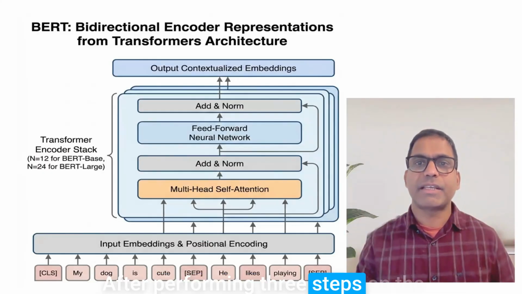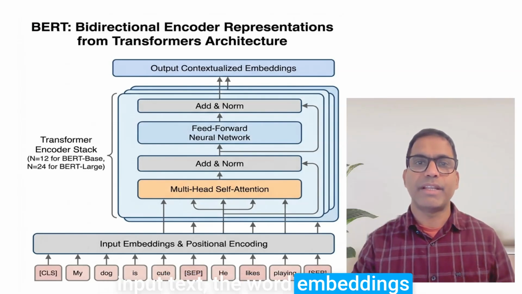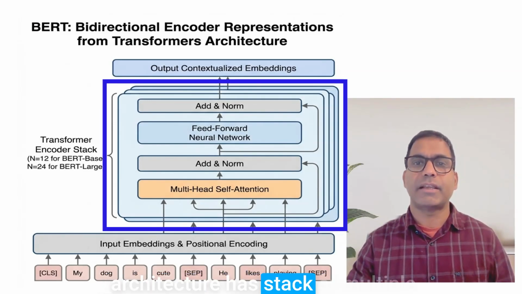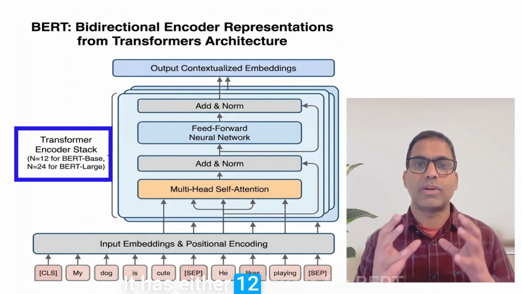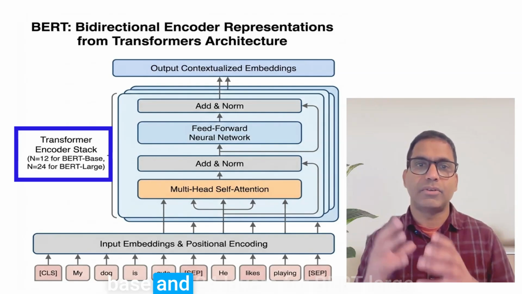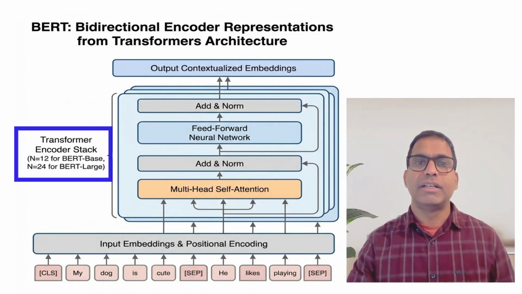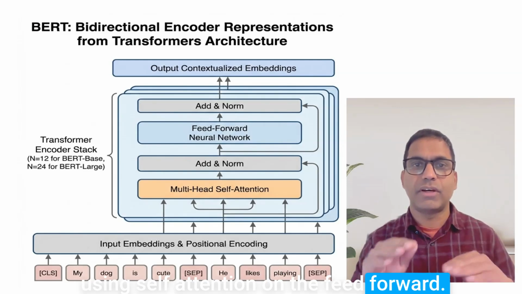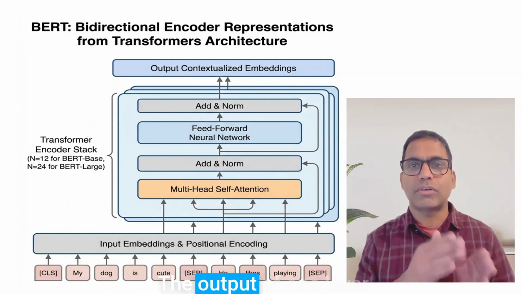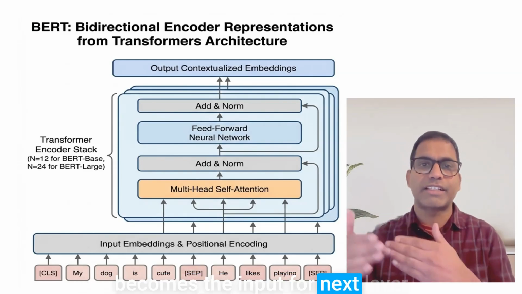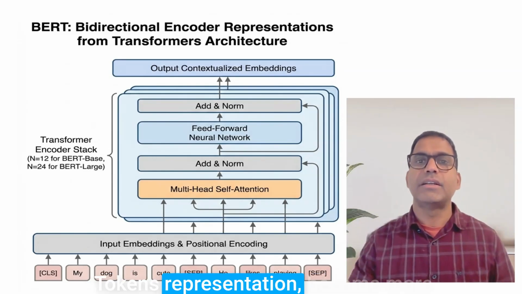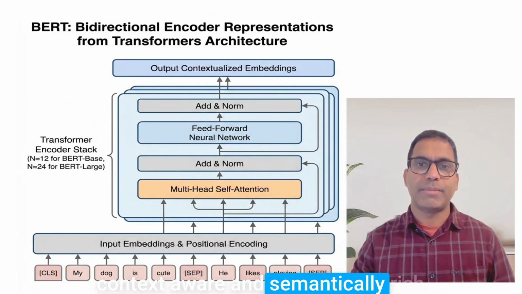After performing these 3 steps on the input text, the word embeddings are fed into the BERT architecture. The BERT architecture has a stack of multiple identical transformer encoder layers. It has either 12 layers for BERT base or 24 layers for BERT large. Each layer refines token representations using self-attention and feed-forward neural networks. The output of one layer becomes the input for the next layer. As layers go deeper, token representations become more context-aware and semantically rich.